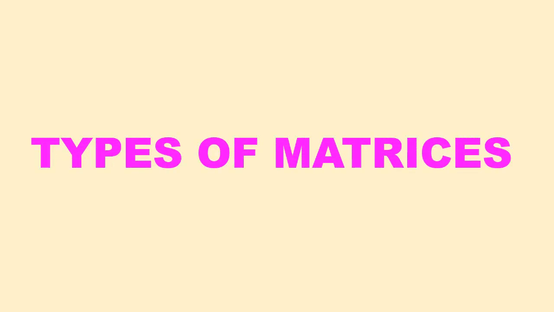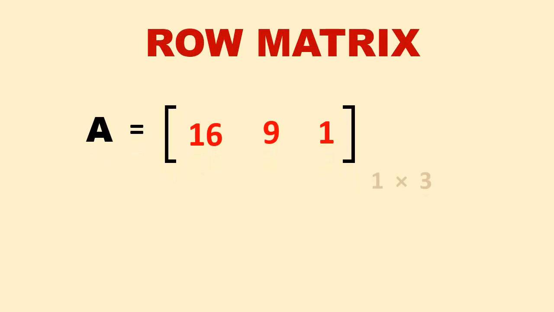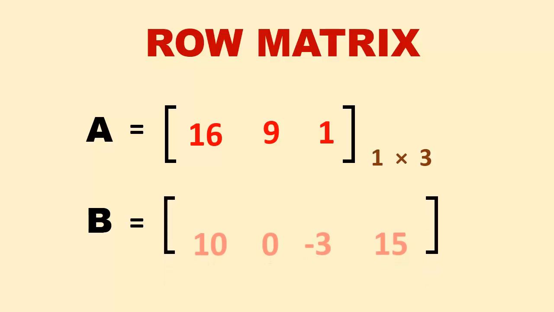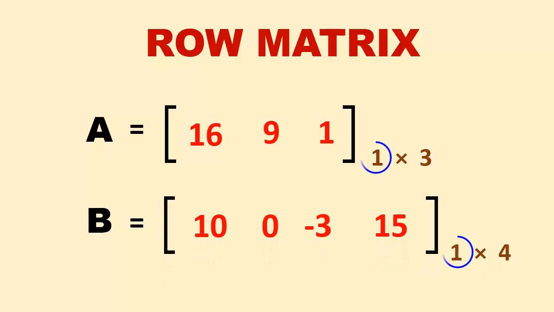Types of matrices. Row matrix. A matrix having only one row is called a row matrix. It may consist of any number of columns.